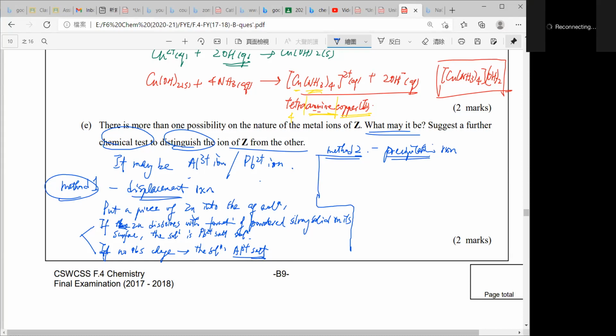PbCl2, so hydrochloric acid is an example, right? Hydrochloric acid, what will be observed? Use it with the aluminium ion, okay? While it's not dissolved, it is lead(II) ion.